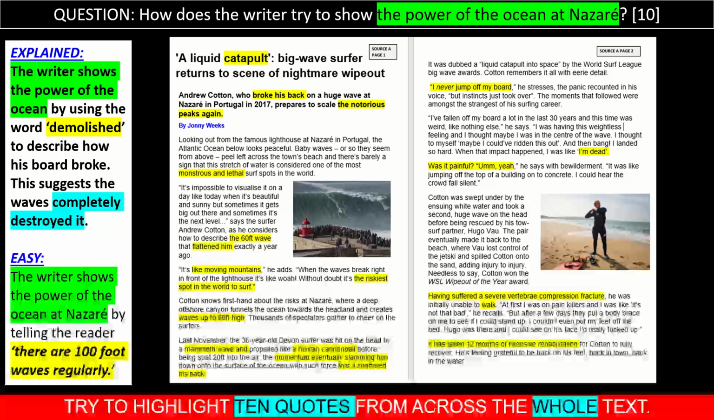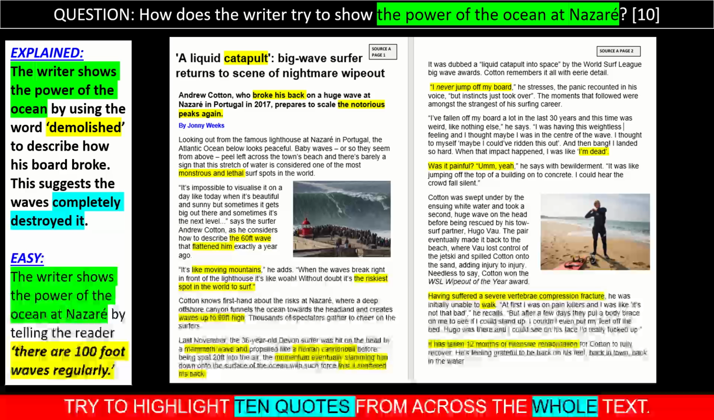I would then say, the writer shows the power of the ocean by describing the waves as lethal. This suggests they're potentially life-ending, because that's what lethal means. Or monstrous. This suggests the waves are scary and dominating, or scary and unworldly, or something like that. But other obvious ones are things like the writer shows the power of the ocean as it gave Andrew a severe vertebrae compression fracture.